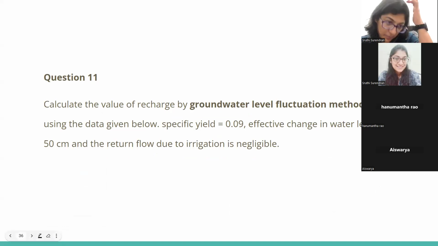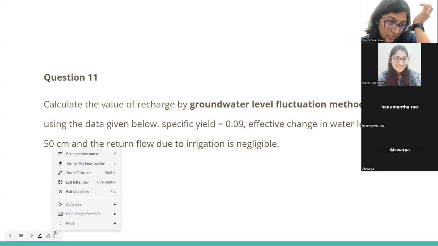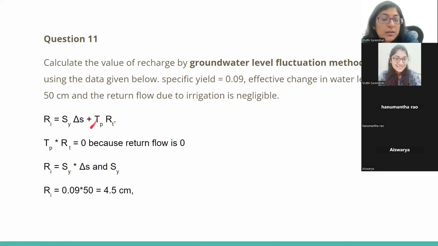Okay, so this is a pretty direct question. So I'll move on to the answer. According to the formula, it is Sy into delta S. Sy is the specific yield, delta S is the effective change in water storage, Tp is the abstractions divided by area, and Rt is the return flow. Since Rt is negligible, it is considered as 0. So 0 into Tp, this whole term is going to be 0. Sy is given as 0.09, delta S is given as 50 centimeters. So multiplying these two terms will give 4.5 centimeters as the answer.